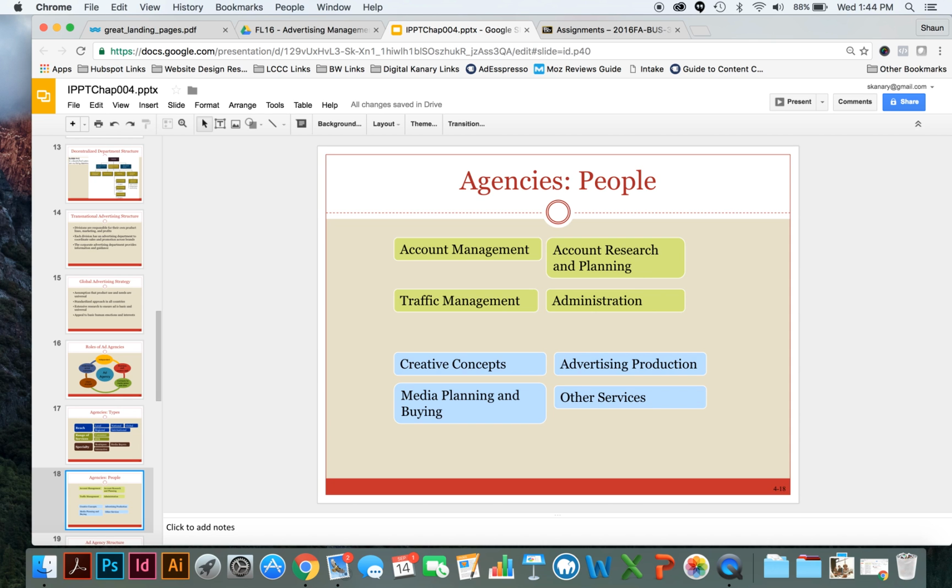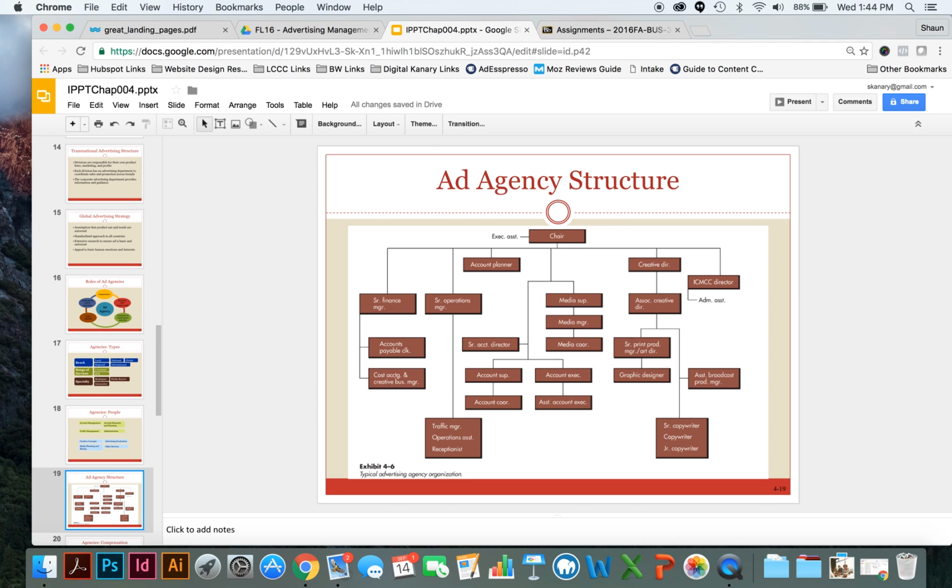These are just a little bit of the people within agencies. And this is a typical ad agency structure.